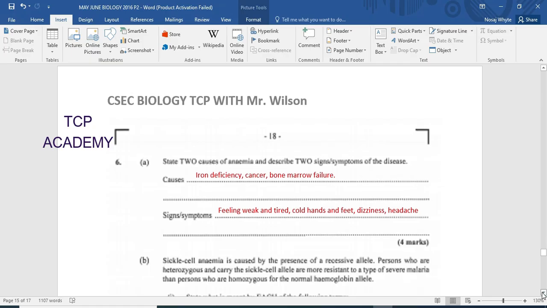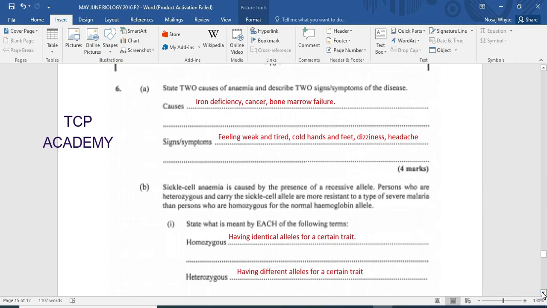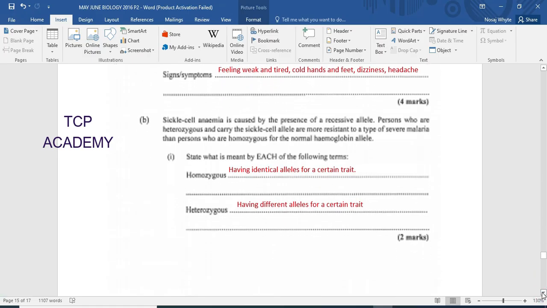So we want to move on down to sickle cell. Now sickle cell anemia is caused by the presence of a recessive allele. Persons who are heterozygous and carry the sickle cell allele are more resistant to a type of severe malaria than persons who are homozygous for the normal hemoglobin allele. Now state what is meant by each of the following terms. Homozygous here means having identical alleles for a certain trait. Heterozygous means having different alleles for a certain trait.